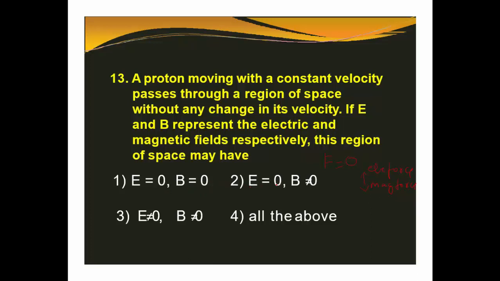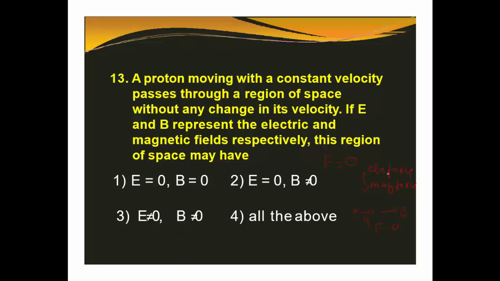Second question, if electric field is 0, magnetic field is not equal to 0, whether it is possible? Okay, it is possible. If any charge particle Q enters along the magnetic field, although magnetic field is there, the charge is moving along the magnetic field, again the magnetic force is 0. Again, this will be also correct option B.